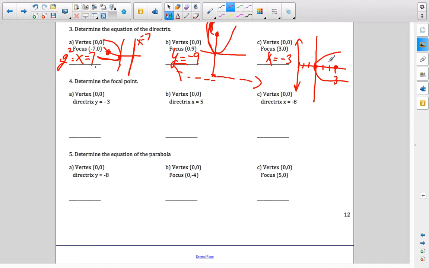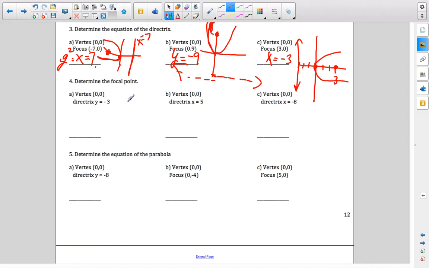So you can draw a picture to see where that focal point is going to be, the focus, and that helps you determine where the directrix is going to be. Now in the next one, we're just going to do the opposite. We're going to determine the focal point given the directrix.